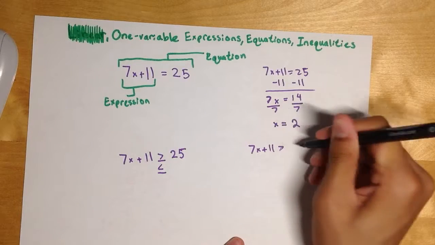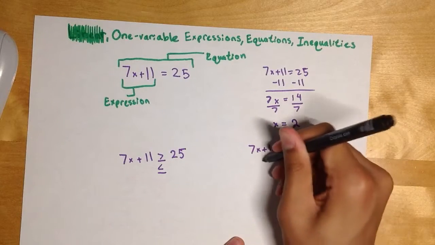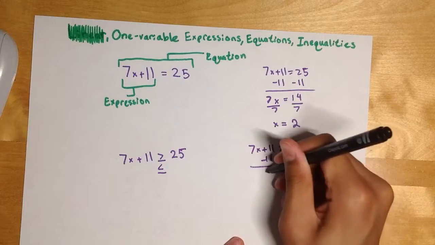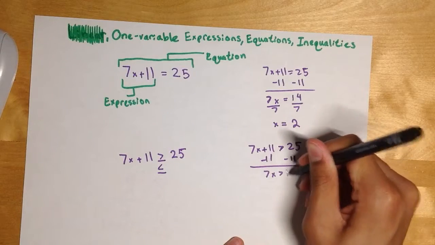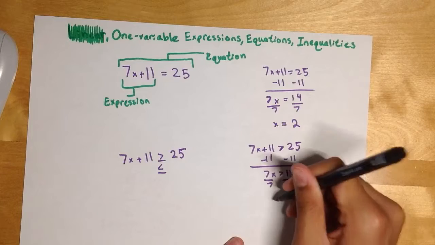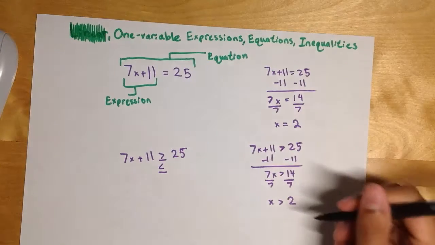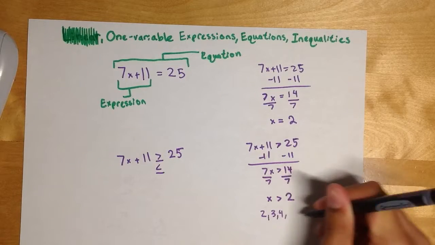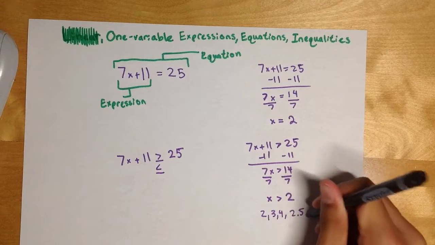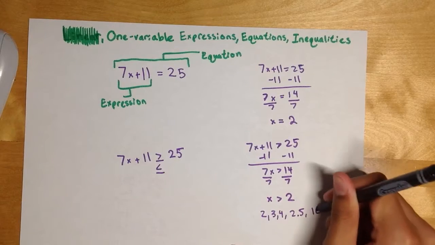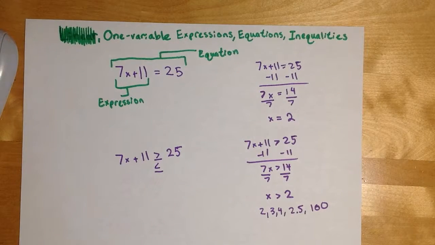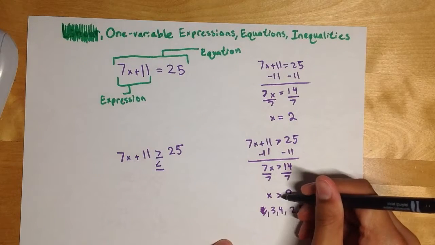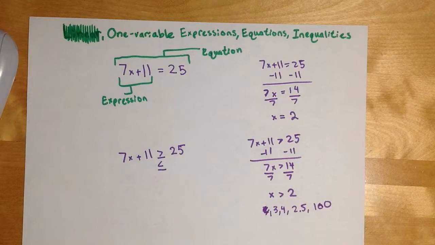Let's take greater than for now. x is greater than 2. So that means all the solutions of this can be 2, 3, 4, even 2.5, 100. It could be anything here. But actually it cannot be 2. I swear, I can do math.